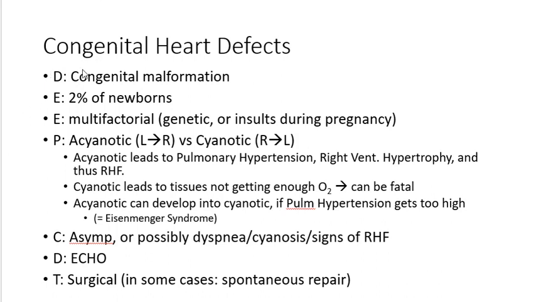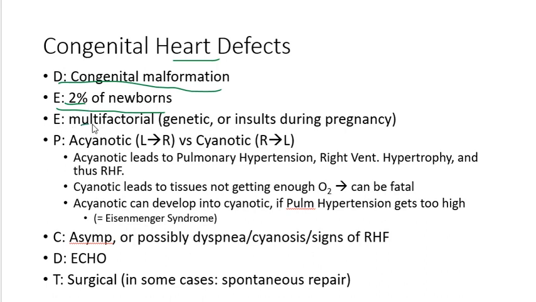So the definition of a congenital heart defect is a congenital malformation of the heart. Epidemiology: 2% of newborns have it. What is it? It's some defect in the heart, some hole between the atria and ventricles or something like that that's not supposed to be there, some problem with the structure of the heart. That's basically it. Some inborn problem with the structure of the heart. 2% of newborns have it.